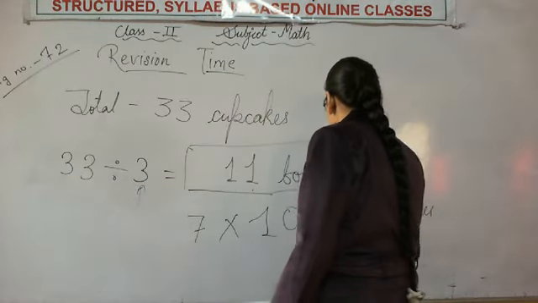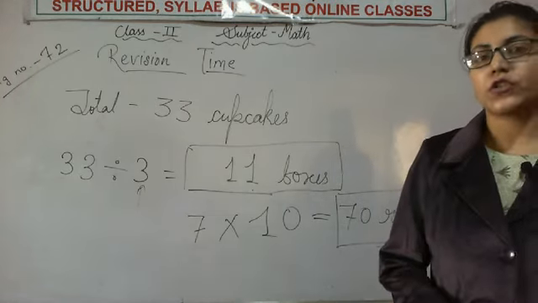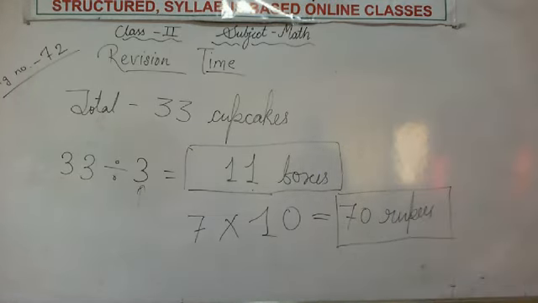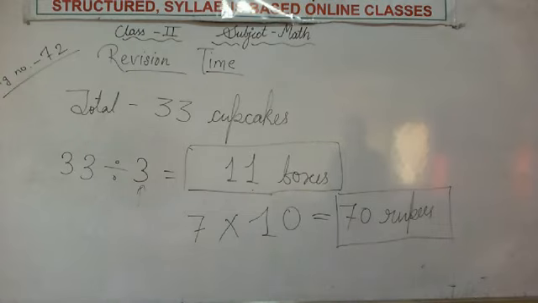Okay, so 70 rupees is the answer for the second blank. So write 70 rupees there. So 7 into 10 is equal to 70. So he had earned 70 rupees.